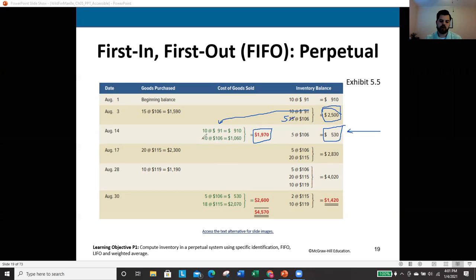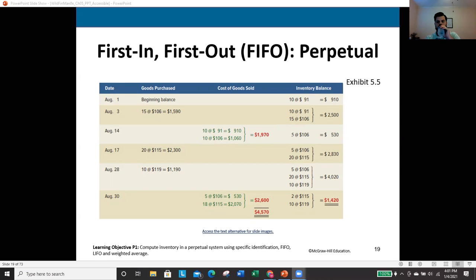And in this case, you've got a total of 20 units here. You've got a total of 5 units here. So there's your 25. And it just so happens if you add your 1970 and your 530, you will come out to $2,500. So it looks like that row has been done properly.